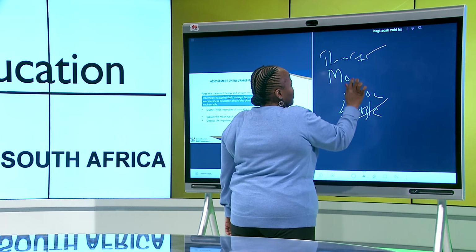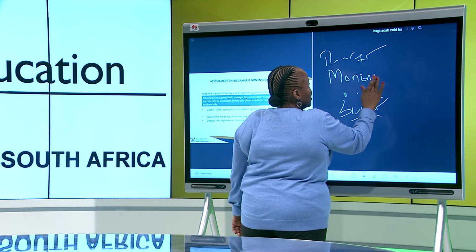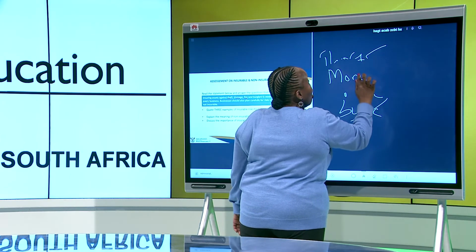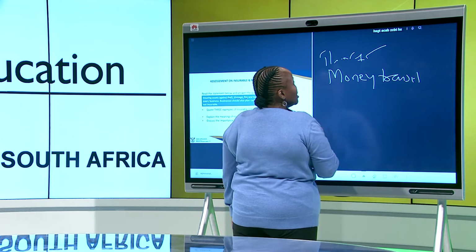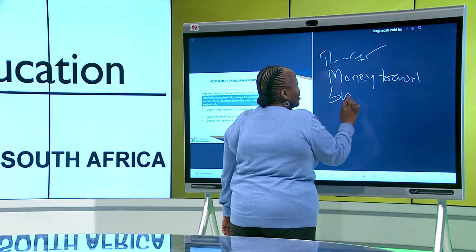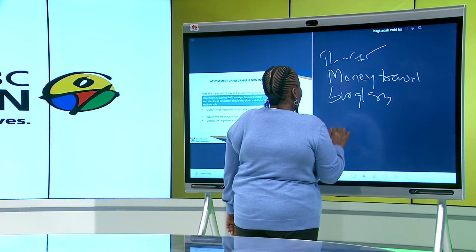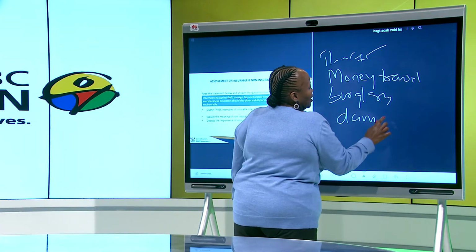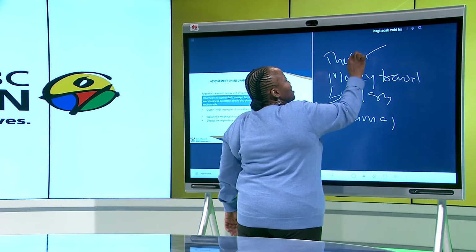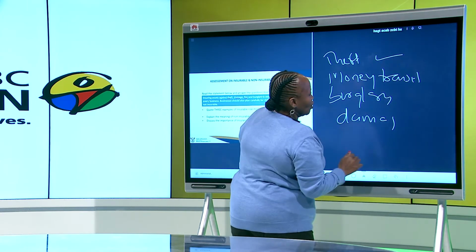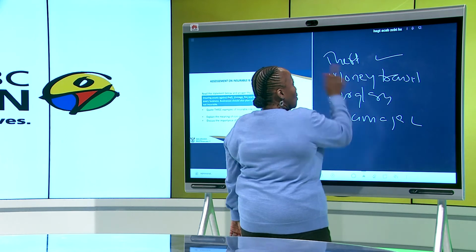money in transit. Money in transit is not there. It's not in the scenario. But you decide to put your own words, which are not in the scenario. Then you say burglary. Then you say damage. And then the one is theft. All these are there. But what is the problem? How are we going to mark you?